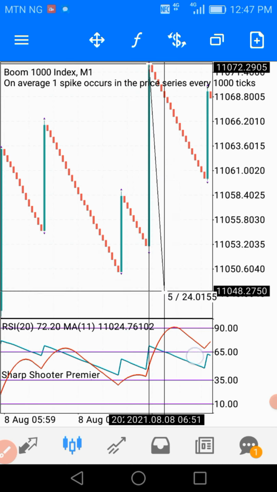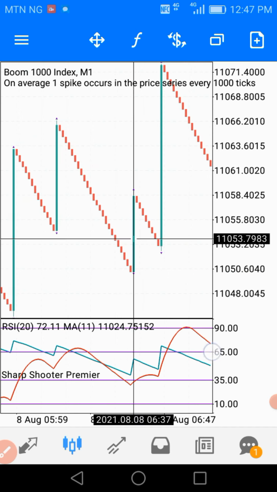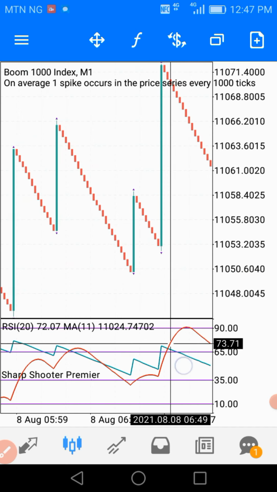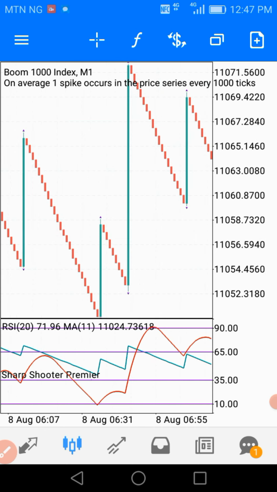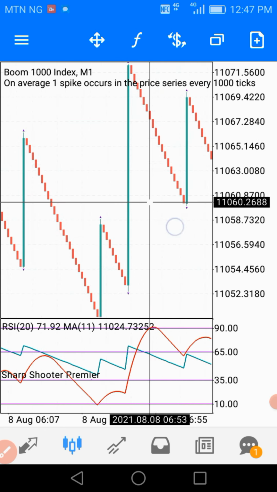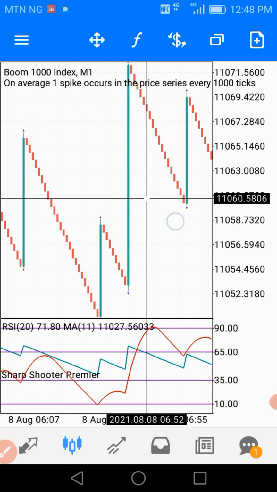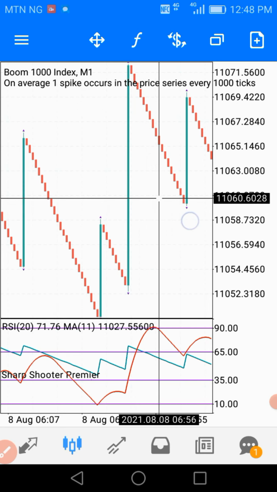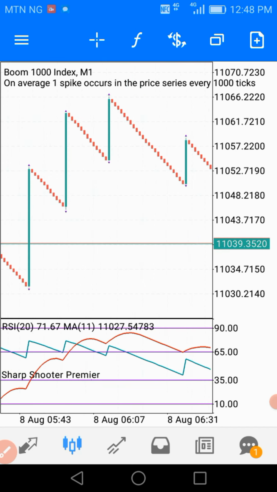Now look at the crossing here. It's above the 65 level. So you would have taken your 10 candlesticks before this spike. Now let's count from the third candlestick where the crossing took place. This is 1, 2, 3, 4, 5, 6, 7, 8, 9, 10, 11, 12, and still counting.